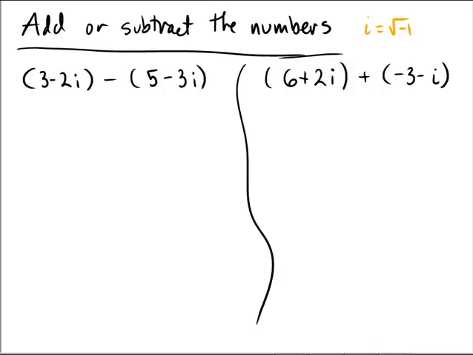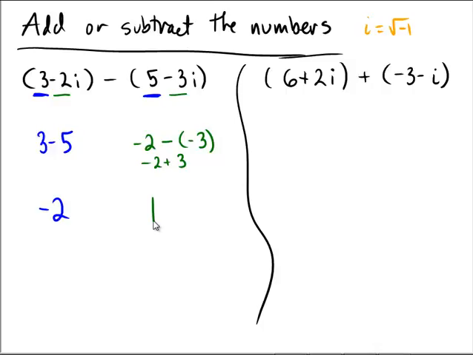So, in the first problem we have a 3 and a 5 that are being subtracted from each other. 3 minus 5 is the number -2. So we have -2. Then we have -2 minus -3. -2 minus -3 would be -2 plus 3, which is just the number 1.